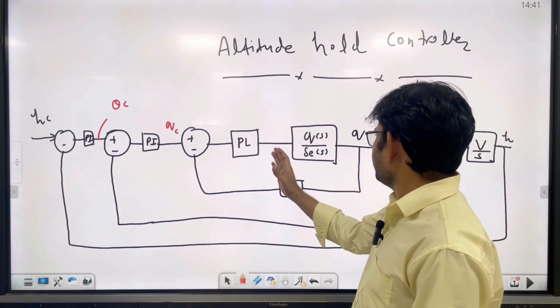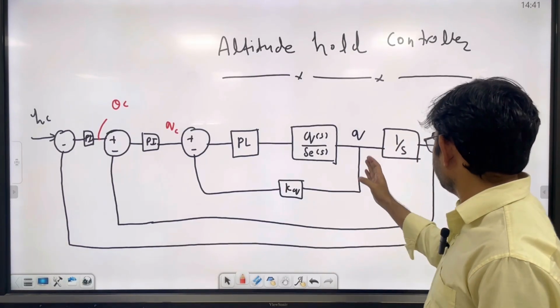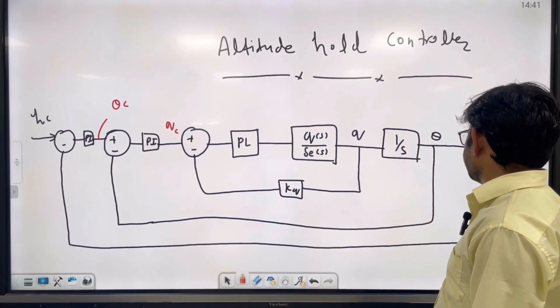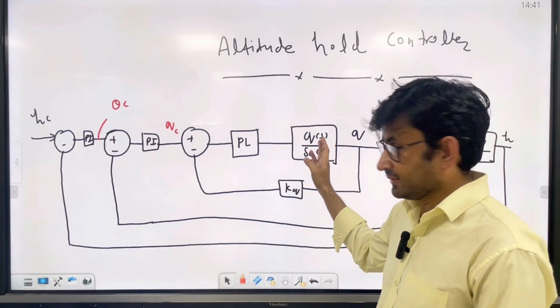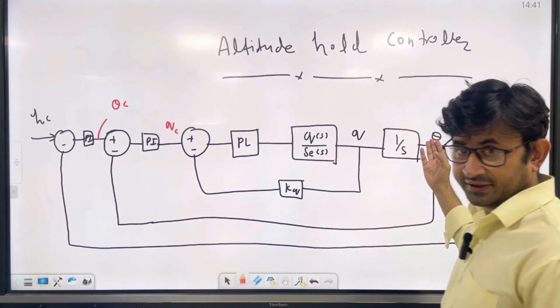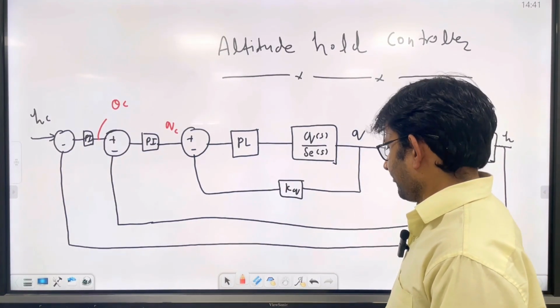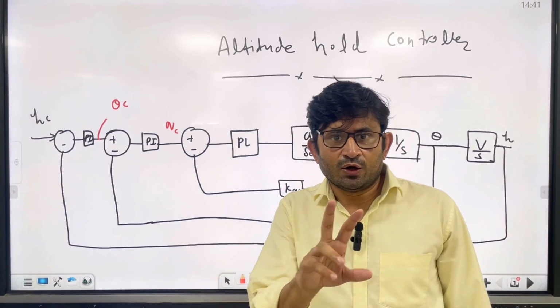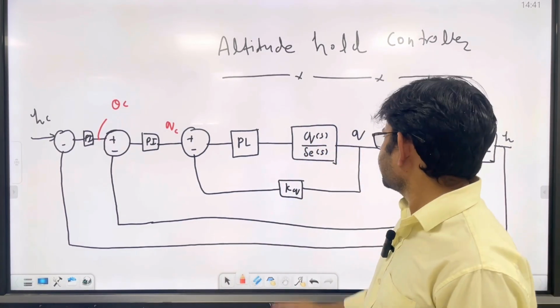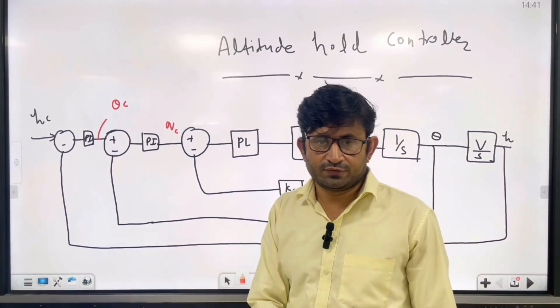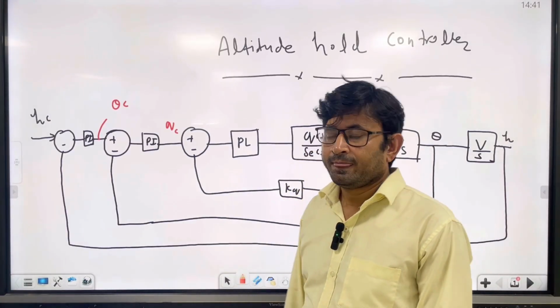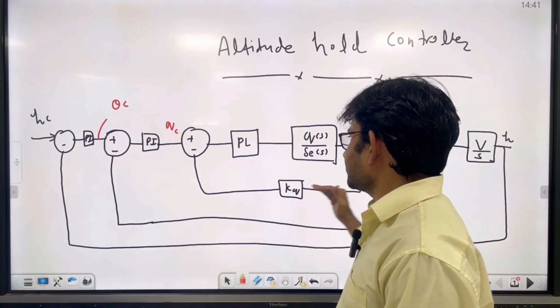See how I am moving from Q by delta E to Q, then controlling theta and then H. First stabilizing, then controlling theta, and then finally holding the altitude. Okay. So in this, how many things are you controlling? Three things, right? Basically Q, theta, and H. Finally H. So here there are three loops.